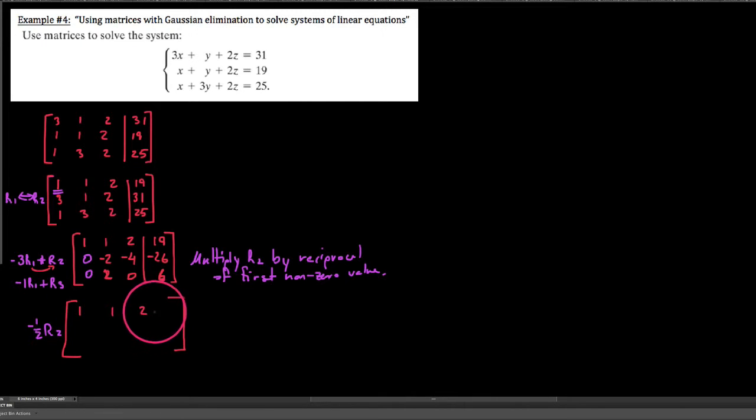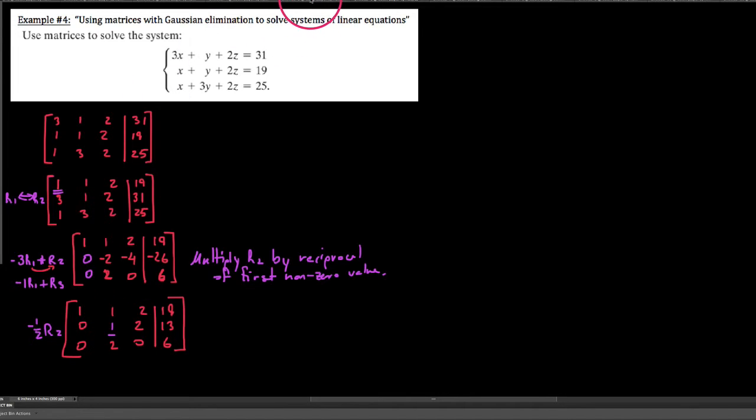So I'm going to go ahead and fill in all this stuff we didn't mess around with: the 1, 1, 2, 19, the 0, 2, 0, and 6. But the second row, if we take -1/2 times 0, we get 0. -1/2 times a -2 is a +1. And -1/2 times a -4 is a +2. And -1/2 times a -26 is a +13. So you can see this is always as simple as multiplying by the reciprocal of whatever term was here before, and that would make this a +1 right here.